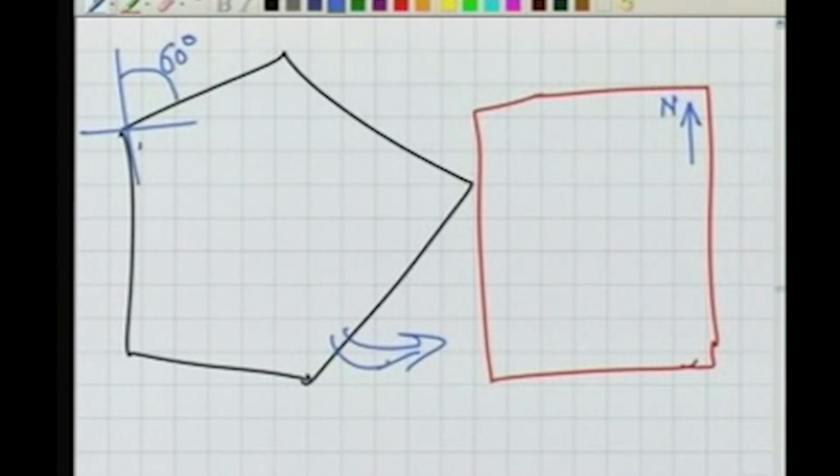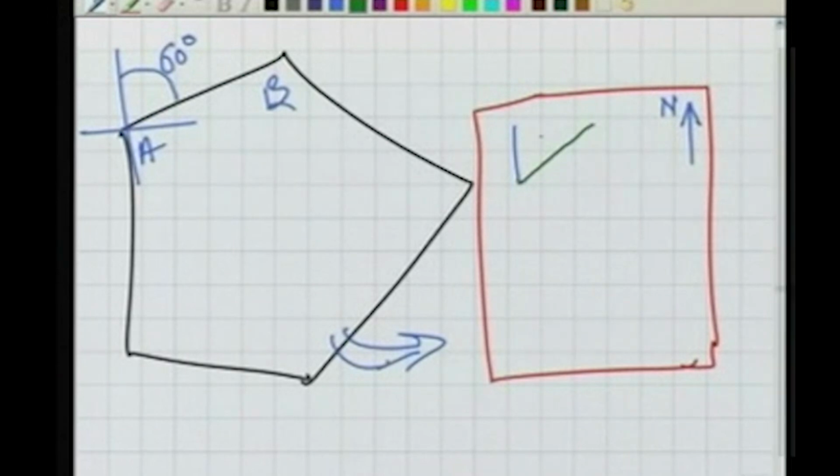Let us say we take line A B, and the bearing of this line is 60. So what we do, we start from a point using our rough sketch of the area, and we say, well, the bearing of the first line is 60. So we draw a line at 60 degrees, and then later on we know the length of the line, so we cut that length of the line.